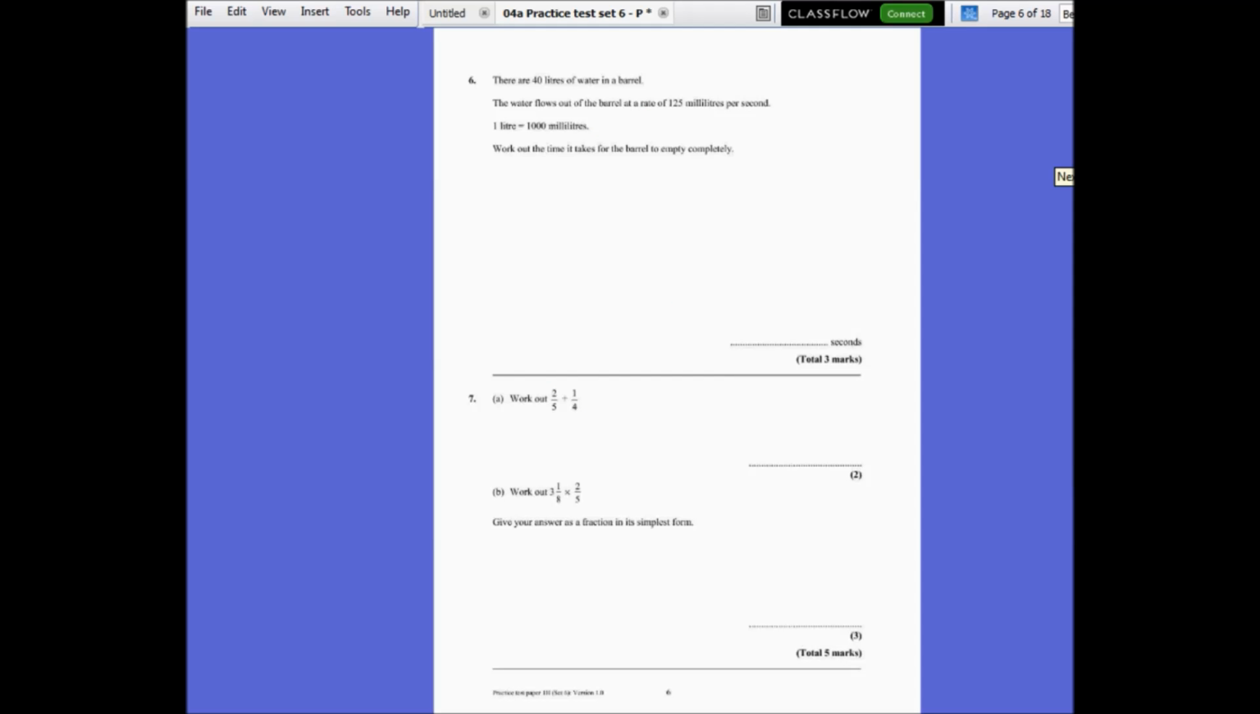Question 6. There are 40 litres of water in a barrel. The water flows out of the barrel at a rate of 125 millilitres per second. 1 litre is 1,000 millilitres. So, first of all, we want to see how many 125 millilitres there are in a litre. If we do 125 times 8, that gives us 1,000 millilitres or 1 litre. So for every 8 seconds, it will lose 1 litre.